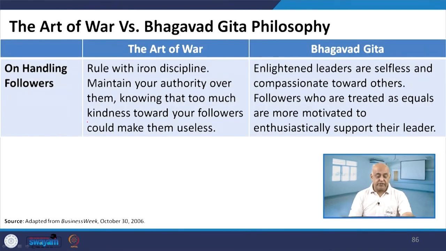On handling followers, the Art of War says rule with iron discipline, maintain your authority over them, knowing that too much kindness towards your followers could make them useless. So in the Art of War, too much kindness is not allowed. While in the Bhagavad Gita, enlightened leaders are selfless and compassionate towards others. Followers who are treated as equals are more motivated to enthusiastically support their leaders, and therefore it has been seen that there is a high commitment towards the followers.